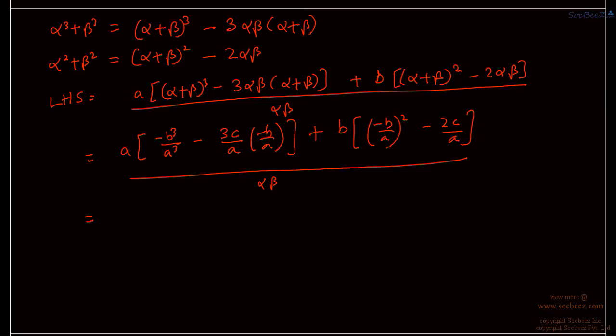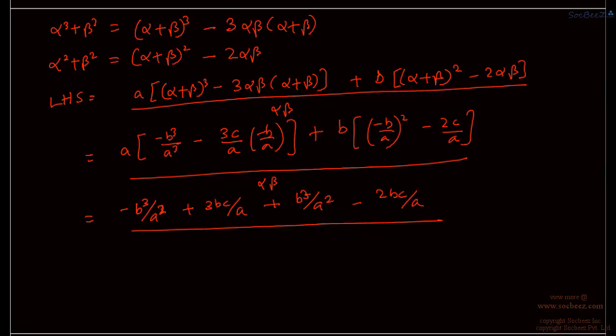So I have minus b cube by a cube into a, that makes this minus b cube by a squared, and then I have plus, right, there is a minus and there are two negative signs here. So plus 3bc by a squared into a, that makes it 3bc by a. In the next one it is minus b by a whole squared, which is b squared by a squared into b. So that makes it plus b cube by a squared. And then I have minus 2bc by a.